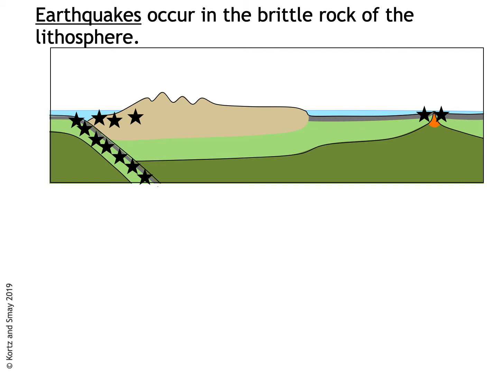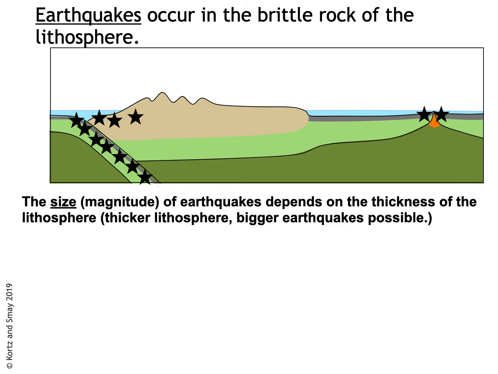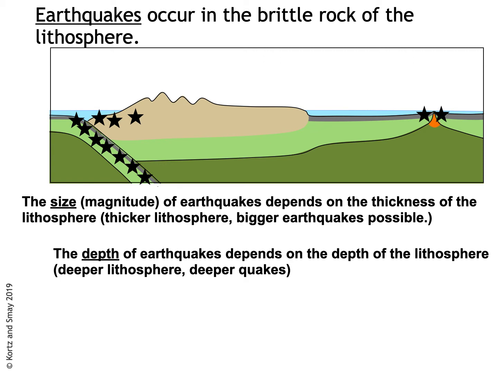And a few things to keep in mind. The size or the magnitude of the earthquakes, how much energy is released, depends on the thickness of the lithosphere in any particular location. In general, the thicker the lithosphere is in that location, the bigger the earthquakes possible. The depth of earthquakes also depends on the depth of the lithosphere, sometimes the thickness of the lithosphere. But if we're talking subduction, then it's not so much its thickness from top to bottom, but where it is. How far does it extend down into the earth? So in general, deeper lithosphere means we're going to get deeper earthquakes.